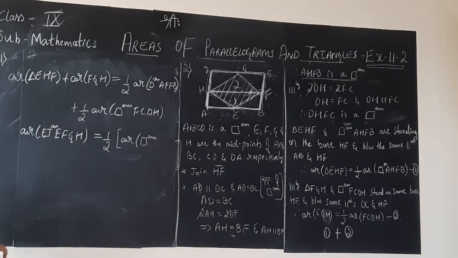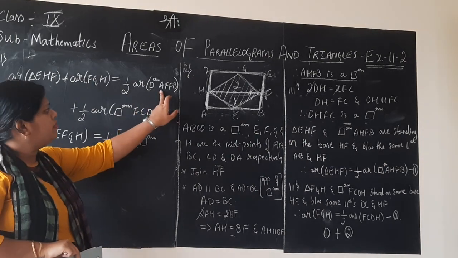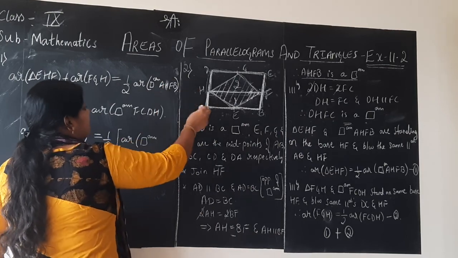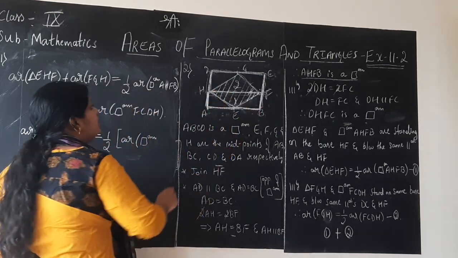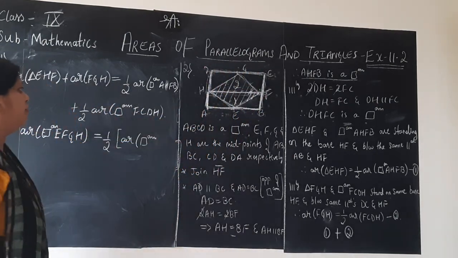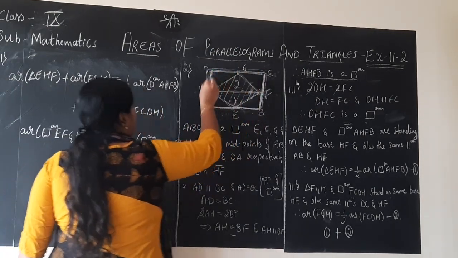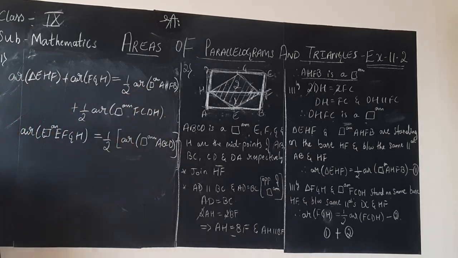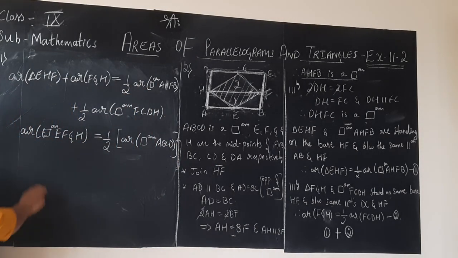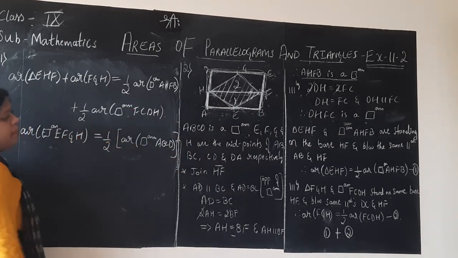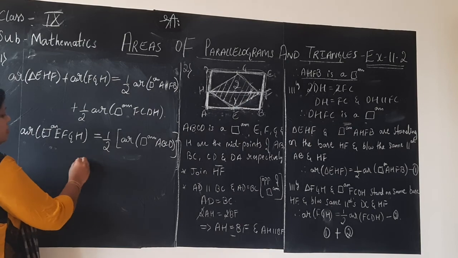Similarly, here also, area of parallelogram AHFB plus area of HFCD. These two areas, if you add, give nothing but the area of the whole outer parallelogram ABCD on adding these two terms of the RHS. So we proved area of parallelogram EFGH, that is the inside parallelogram, is half of area of the outer parallelogram ABCD, and hence the proof.